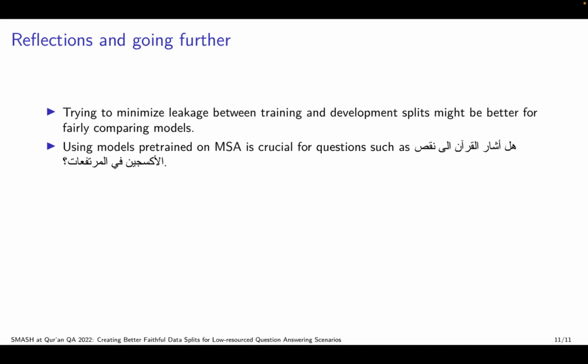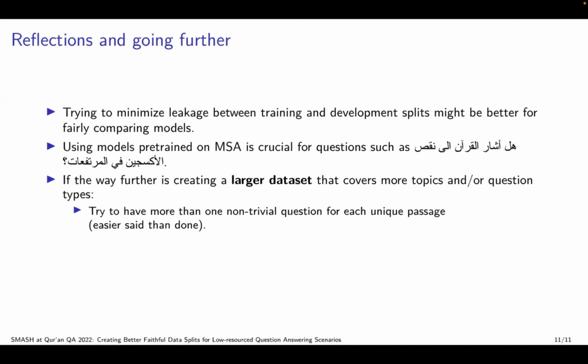We also say that we needed to use models pre-trained on modern standard Arabic, since it's crucial for questions. For example, in this question, هل أشار القرآن إلى نقص الأكسجين في المرتفعات? So clearly it uses the term oxygen, which is not a term in classical Arabic. So for a model to be able to understand or reason about such a question, maybe it needs to have some exposure to modern standard Arabic text.